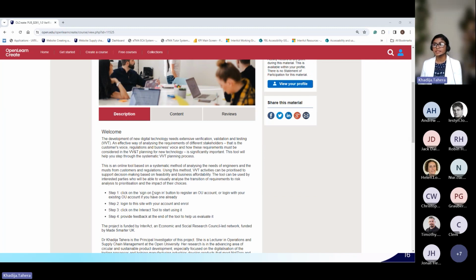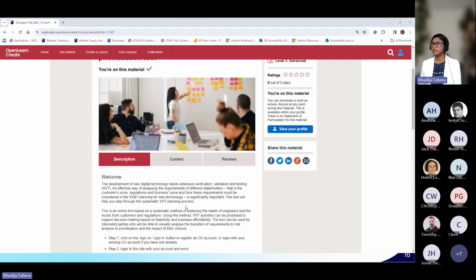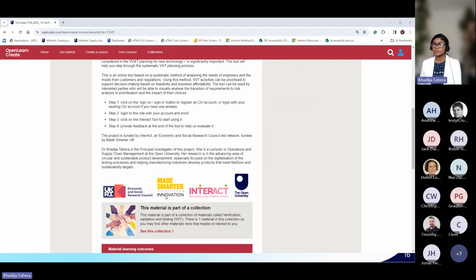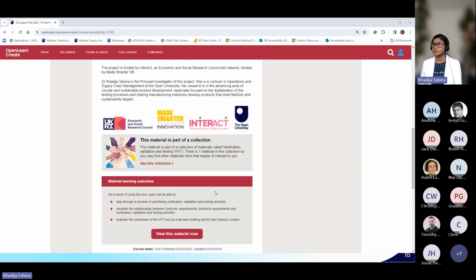Once you have signed in, you probably have to enroll in this module. So one step is to sign in to the OpenLearn Create platform, and the second is to enroll in this course, because in OpenLearn Create there will be many courses, and this is considered as one of them. Once you have enrolled, you should be able to see it. I also have the logos for the funders, for the support.